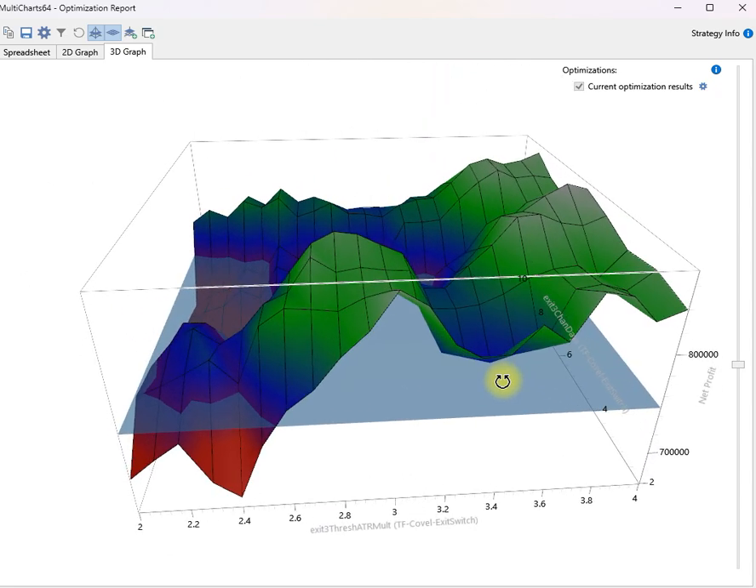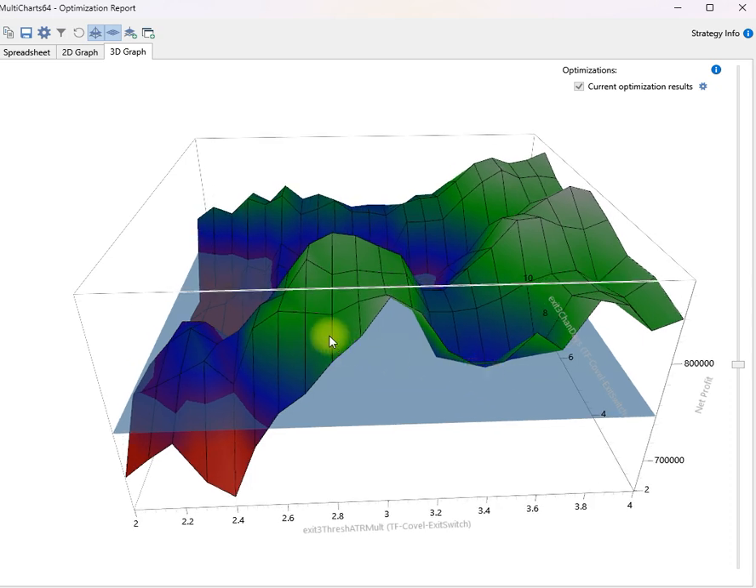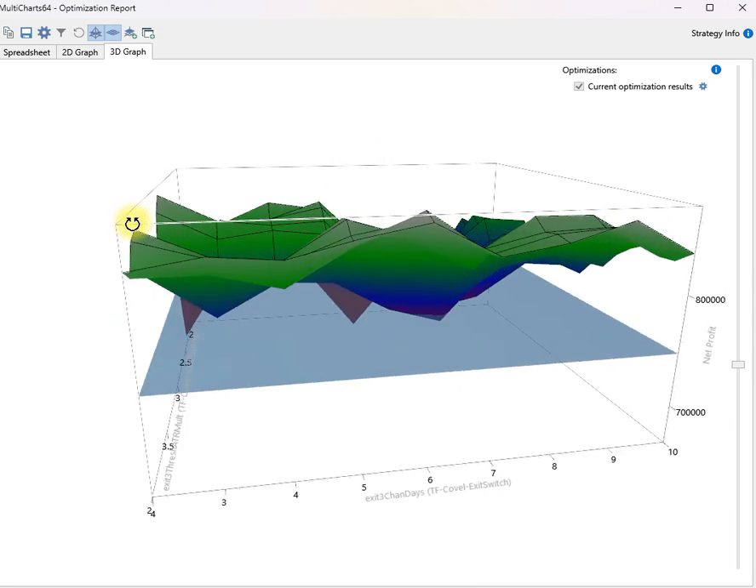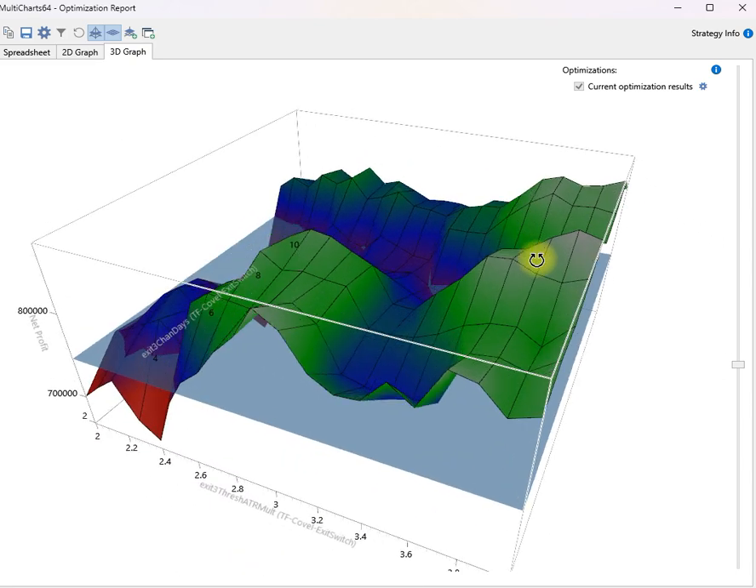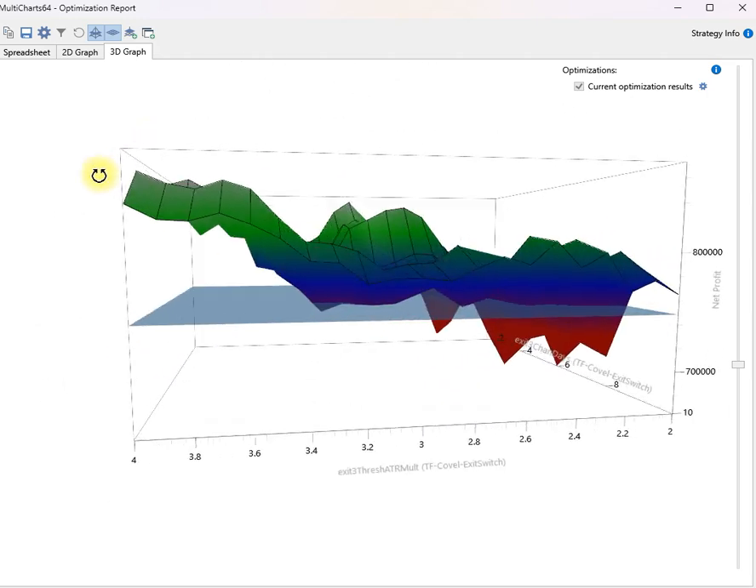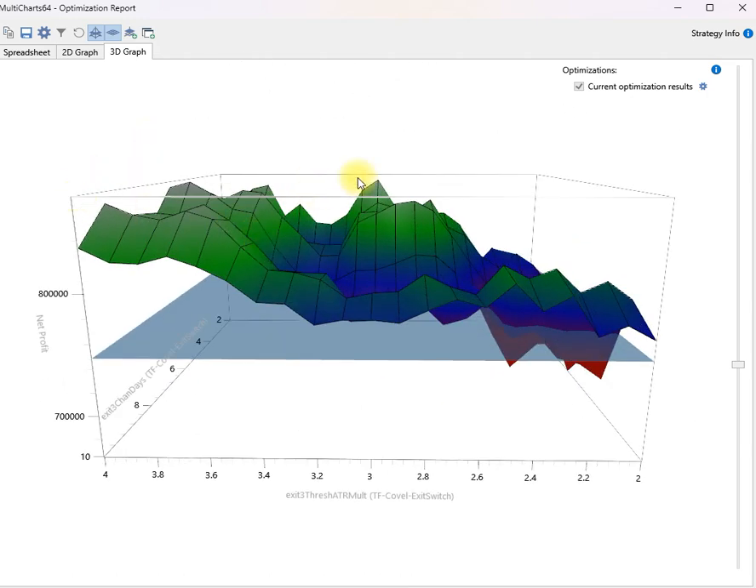And so I would probably pick somewhere using a 3 ATR or 2.8 and using a trailing stop of 4 days, 4 or 5 days. 3, 4, or 5 would be probably pretty good. Okay, so that is the really neat capability if you're optimizing only 2 parameters using exhaustive optimization.